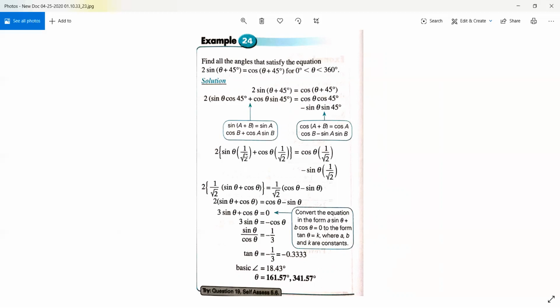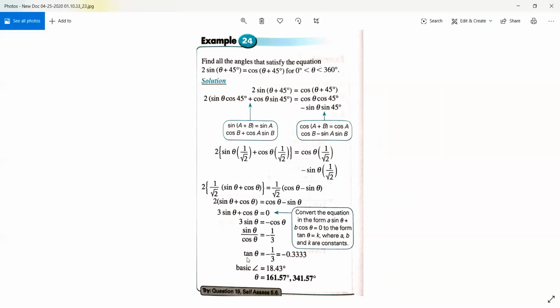Okay, then we have to factorize 1 over square root 2 out. Then you have this one. Here got 1 over square root 2, here got 1 over square root 2. We can eliminate it. So we're left with 2 sine theta plus cosine theta equals cosine theta minus sine theta. So I have 2 sine theta, 2 cosine theta. Over here got 1 cosine theta, and negative 1 sine theta. So I bring it here, I will have 3 sine theta, and I have 1 cosine theta. Okay. Bring it here, and then I'll have sine theta over cosine theta equals negative 1 over 3.